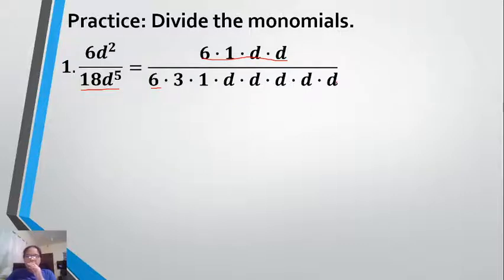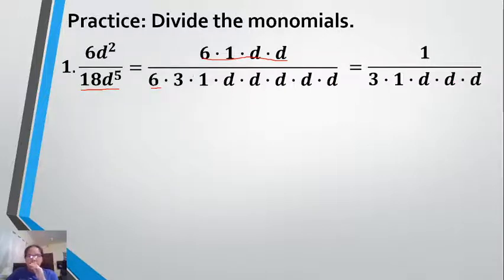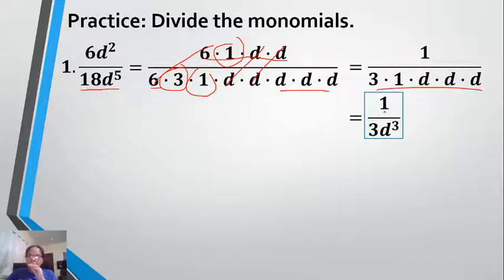Now, let's single out those factors that are similar. So 6 divided by 6 is 1 already. And then there's a pair of d, which is equal to 1 already, and another pair of d. So what remains in the numerator is just 1, and in the denominator 3, 1, and how many d's? There are 3. And then simplifying further, for the numerator, there's 1; in the denominator, 3 times 1 is 3, and 3 d's is d cubed. So that's the answer. How about 64xy to the 4th divided by 8x squared y cubed?